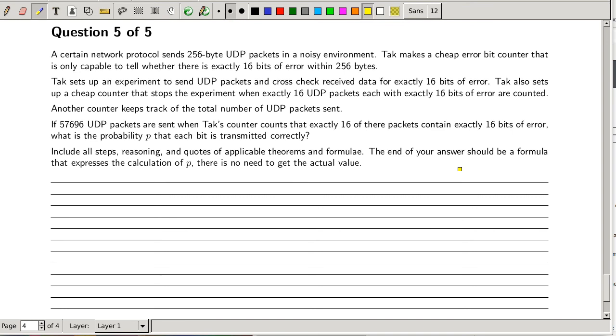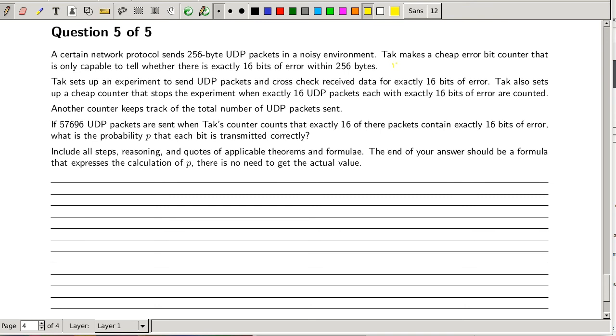Okay, so let's stop right here, because I want to express what we are talking about here. I have a counter that can tell whether there's an error, but the only thing it can do is tell you whether there are exactly 16 bits that are transmitted incorrectly within 256 bytes. So right here we have a unit difference between which ones are erroneous and which ones are not erroneous. So it's good to make use of the same unit.